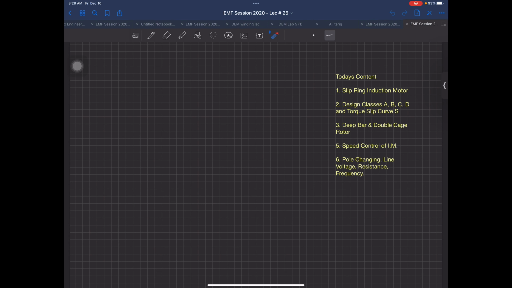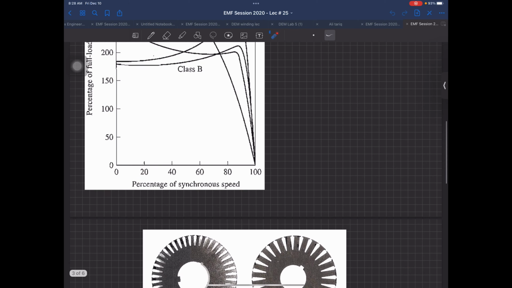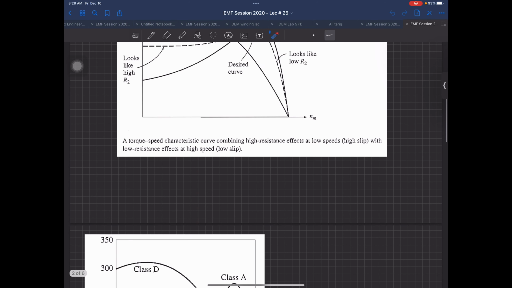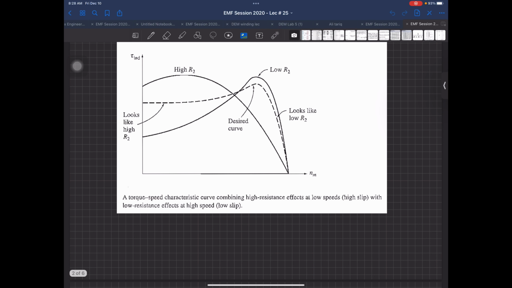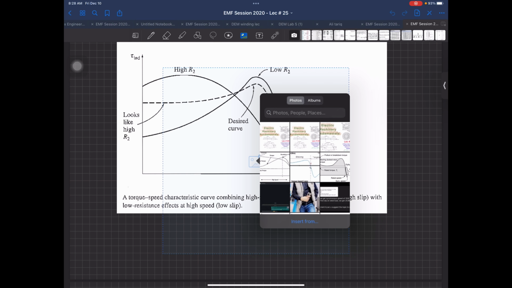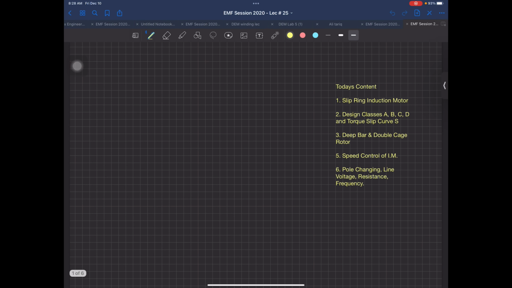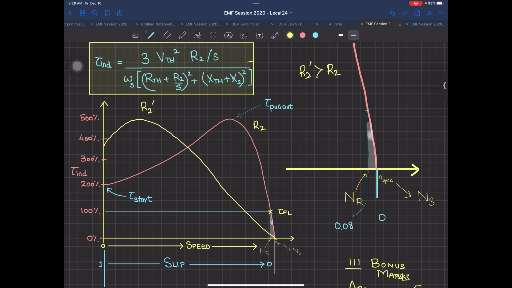Now, if I go on towards today's lecture, I have this curve over here. Can't find that curve over here. Actually, just let me type it out. Maybe I have it here, I don't know. But anyway, I will draw this one over here on this curve.